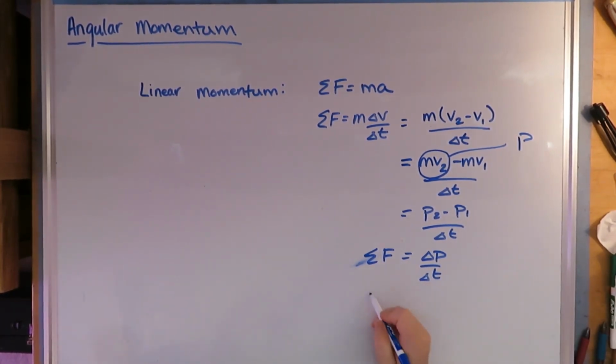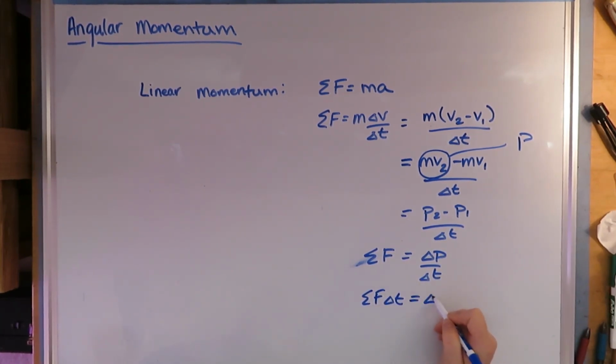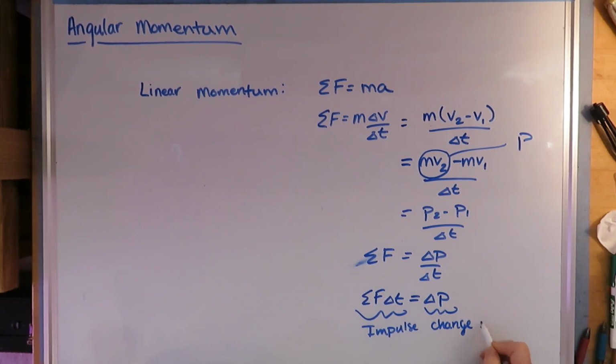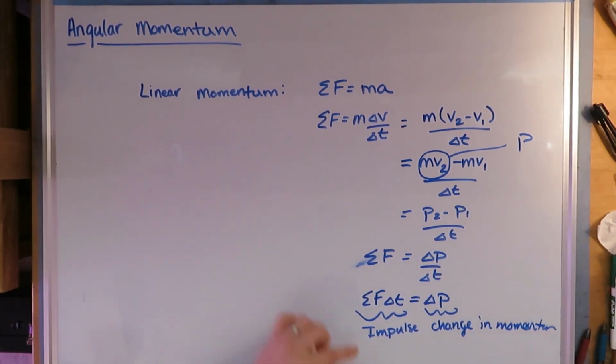And then we also define the net force times the change in time, which is equal to the change in momentum. We define this as impulse, and we define this as our change in momentum. So applying a force over time changes the momentum of an object. So that was linear momentum.